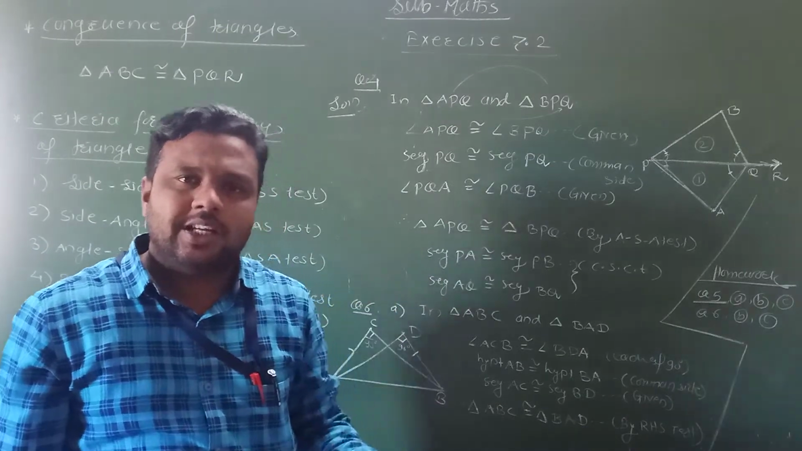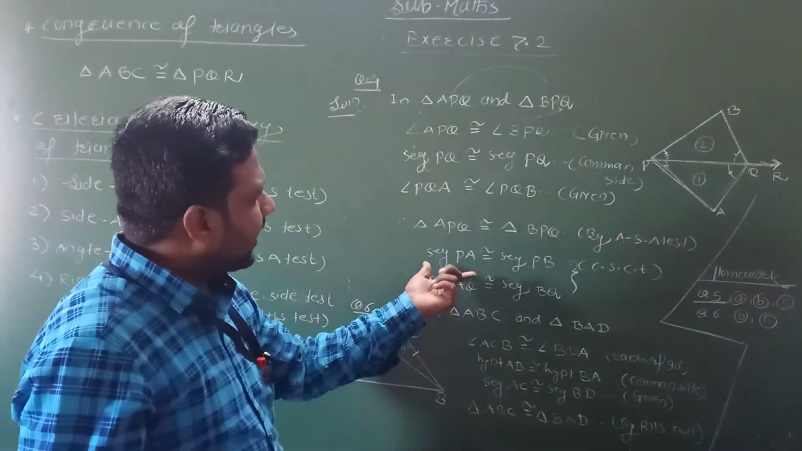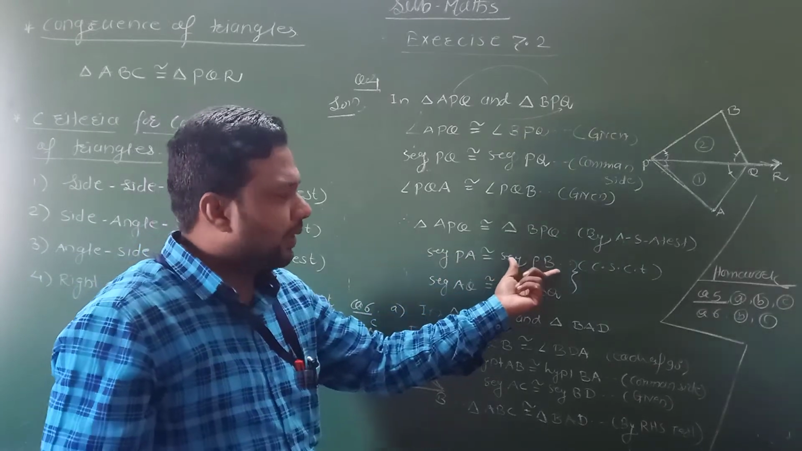Their corresponding sides are equal. Their corresponding angles are also equal. Therefore, we can write segment PA is congruent to segment PB.